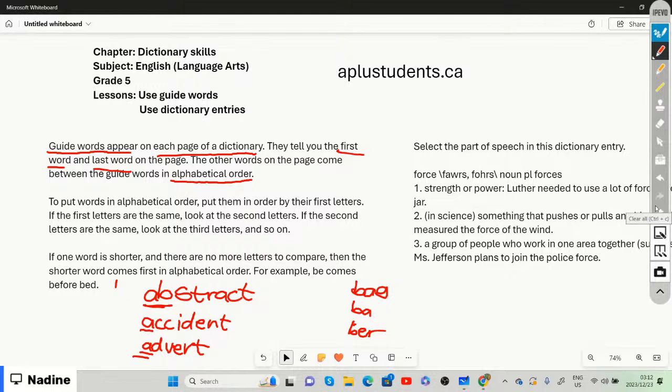So if one word, right, this is not in the dictionary, if one word is shorter and there are no more letters to compare, then the shorter word comes first in the alphabetical order.